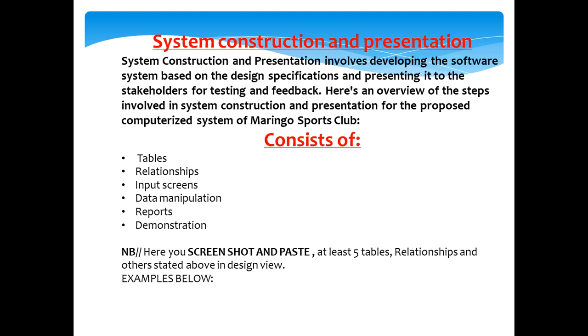So in system construction, or in Milestone 2, you do the following. You put screenshots. Here you screenshot and paste at least 5 tables, relationships, and others stated above in design view. Just look at the example below. If I just recap, in system construction you will screenshot tables. The marking scheme or scoring guide provided by your teacher will tell you how many, but at least 5. So we have tables, relationships. We shall also screenshot the input screens, that is the forms.